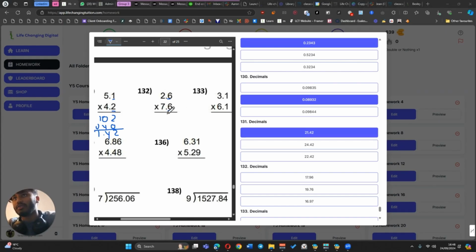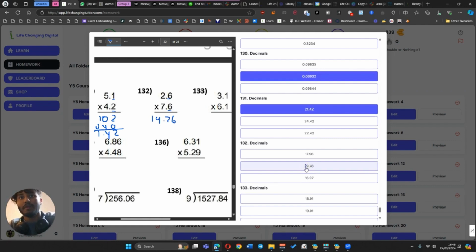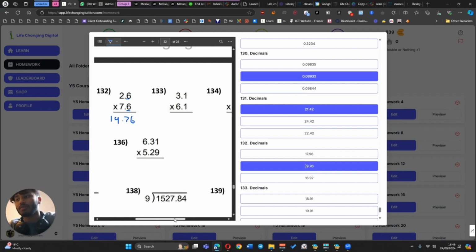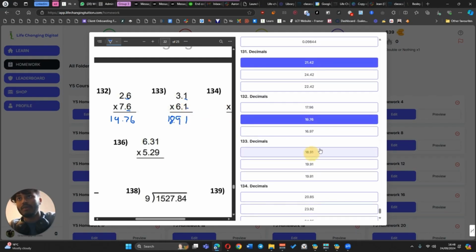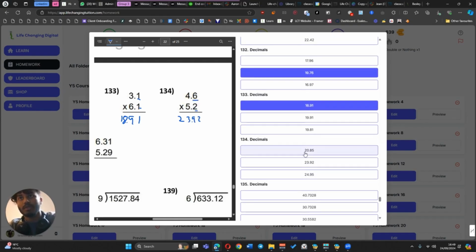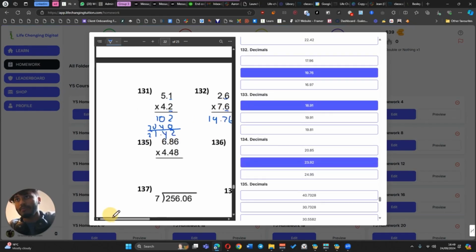So 2.6 times 7.6, if you do this multiplication you'll get 1976, and then you've got 2 numbers behind the decimal point, so you put it here. With this one, 3.1 times 6.1 will give you 18891, and again 2 numbers behind the decimal point, so we've got 18.91. With this one now, if we do this multiplication we'll get 2392. Again, 2 numbers behind the decimal point, you can count them right here, so it should be 23.92.